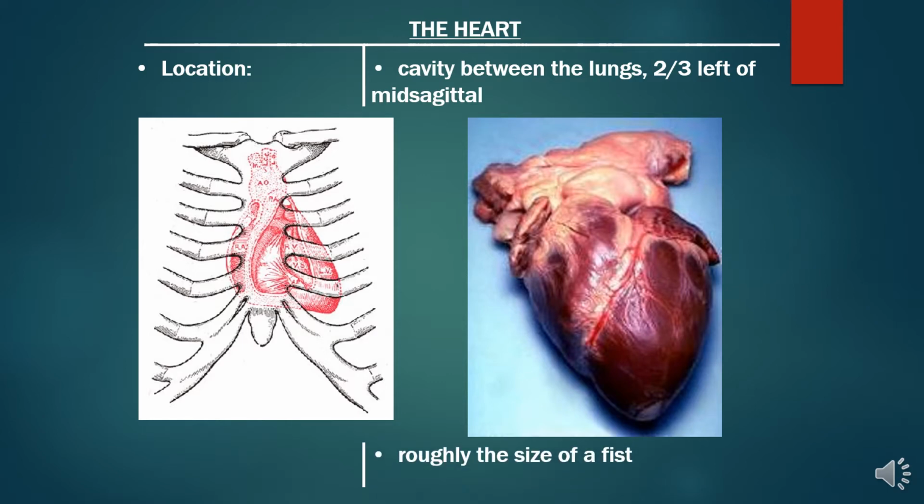Both the vagus and phrenic nerves are in close relation to the heart and are at risk of injury during cardiac surgery.